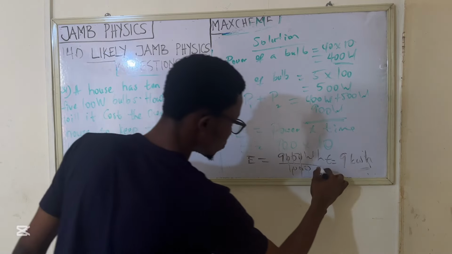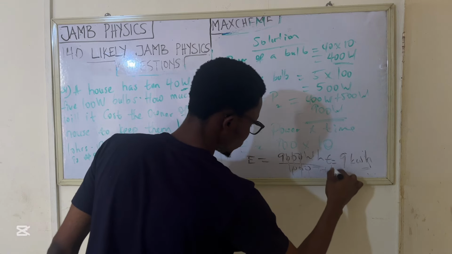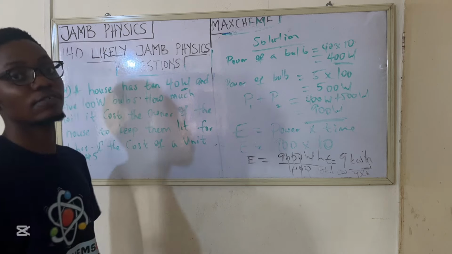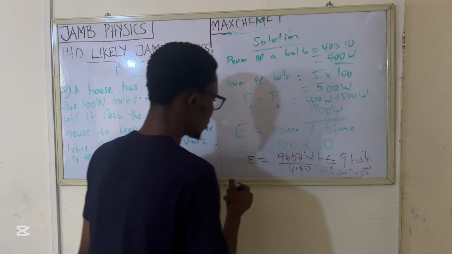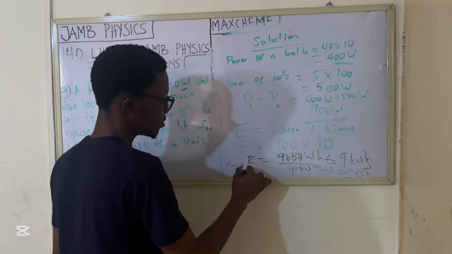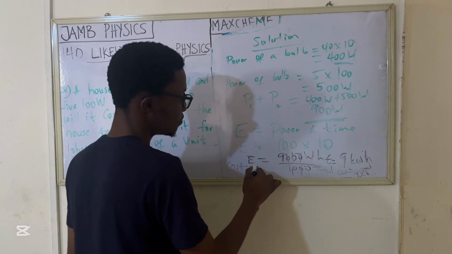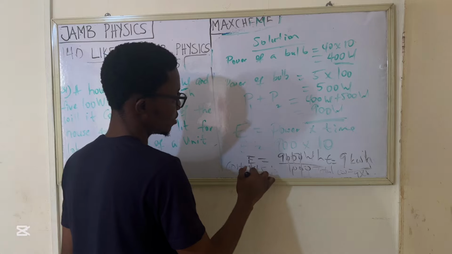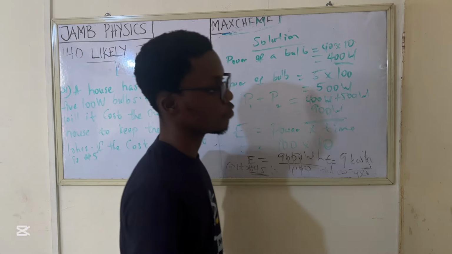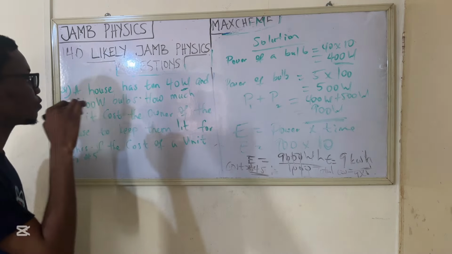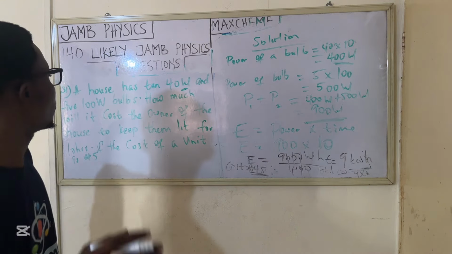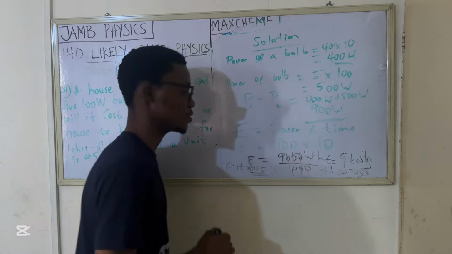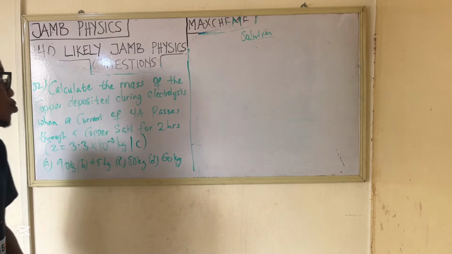So it will be what? Total cost. Let me use this way. Total cost will be equals to what? 9 times 5. And you can tell me what 9 times 5 is. It is 45. So the cost will be in naira. So that's 45 naira. That is the cost of operating 10 40 watt bulbs and 5 100 watt bulbs. So it will be what? 45 naira.